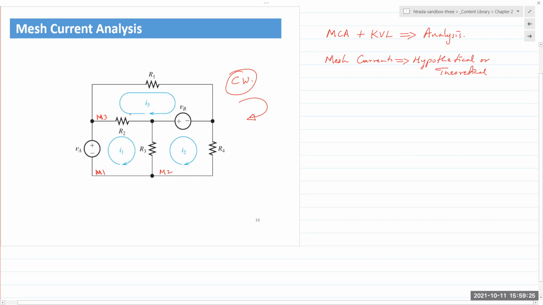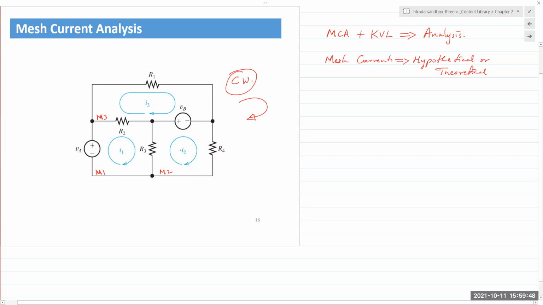That component has both I1 and I3 flowing through it, which in real life or in physical sense is not at all possible. Okay, it will only flow in one direction. So that's why we say that they are hypothetical, right? Completely theoretical, just for the purposes of analysis.